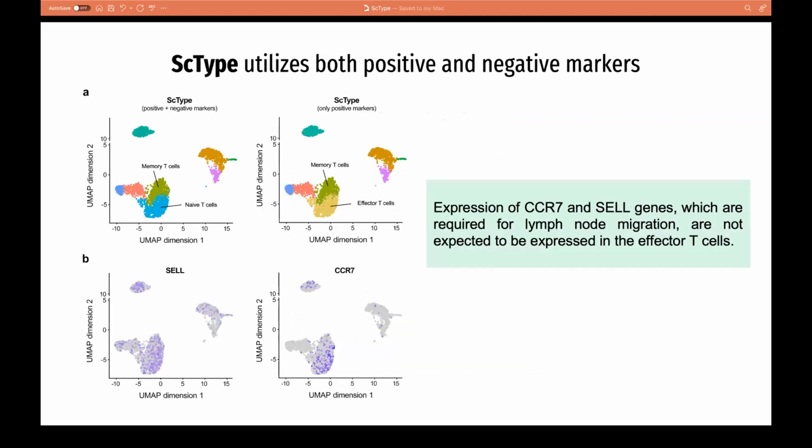So it's pretty fast. And here I show one example of using the negative marker. For example, if you use scType and use only positive markers, then you may annotate the cream color cluster here as effector T cells, but actually it should be naive T cells.